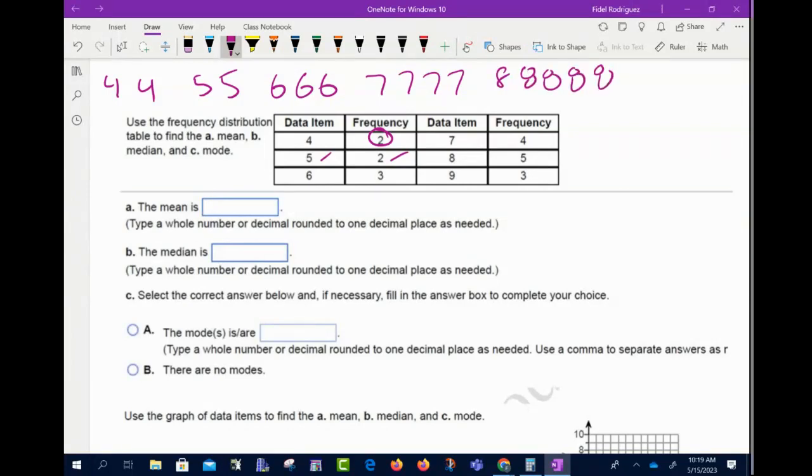1, 2, 3, 4, 5. How many times are we going to write down the number 9? There you go. 1, 2, 3. Okay, so look, y'all, we can do this in pieces.